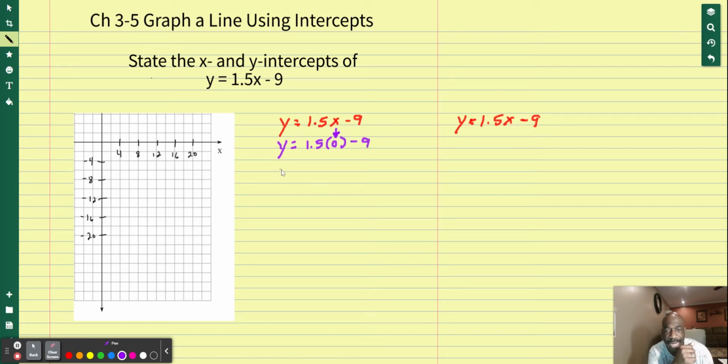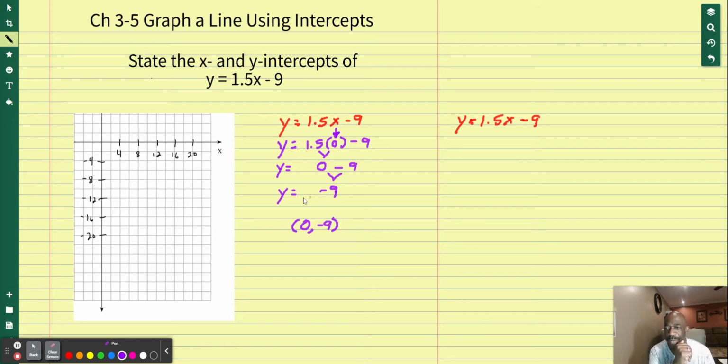Once you plug that in, you simply work it out, and this is obviously going to be 0 right there. My answer is simply -9. So y equals -9, or if they want you to write it as an ordered pair, then we would have (0, -9). That's the ordered pair, and y equals -9 is the equation.